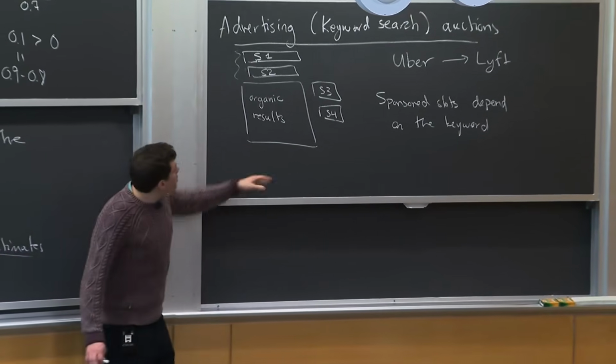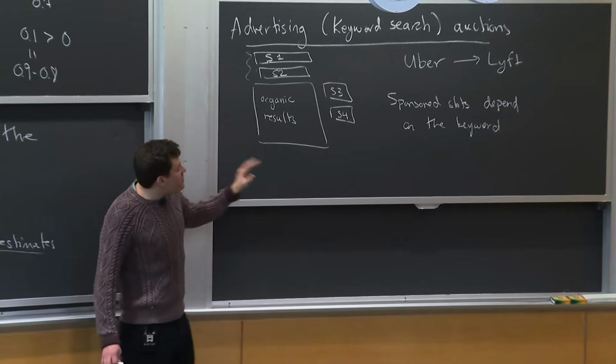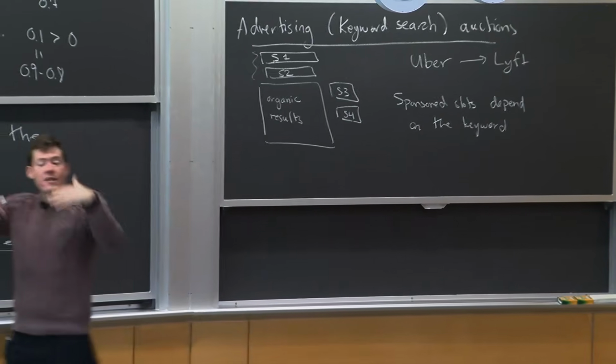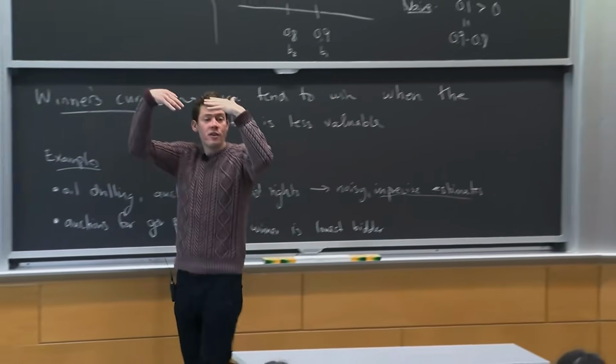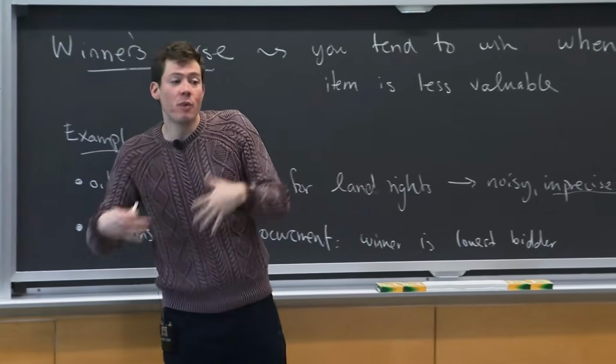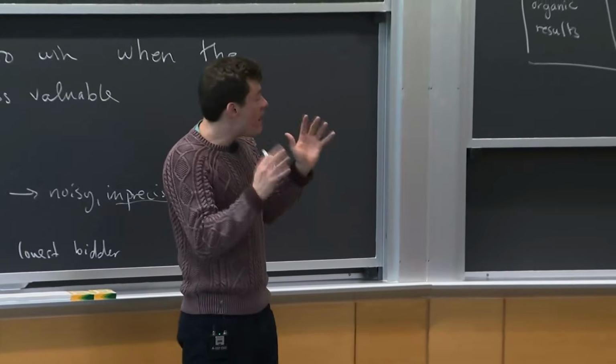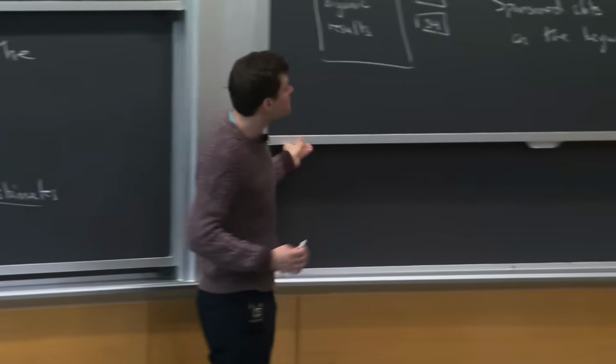So just to be clear here, the entire auction is designed for a particular keyword. If people Google Lyft, then there's going to be an auction for showing slots to someone who Googled Lyft. If someone Googled Uber, there would be a different auction. If they Googled hotel, there'd be something else. So everything we're going to be talking about is for a fixed keyword.